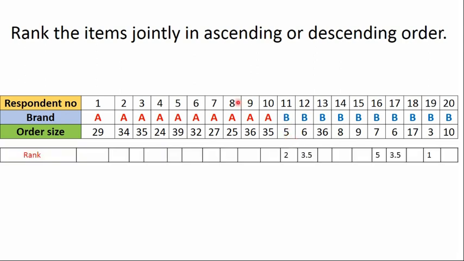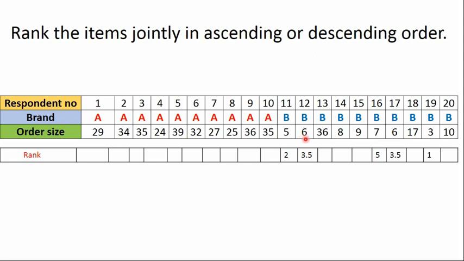Friends, to calculate manually, we have to rank the items jointly in ascending or descending order. I have 20 items in this data set, and I have to give ranks. Rank means I will take both sets of items jointly. When I take the two sets jointly, the minimum size is 3. I will give rank 1. Next higher is 5. I will give rank 2. The next item is 6. 6 appears 2 times. Then what to do?